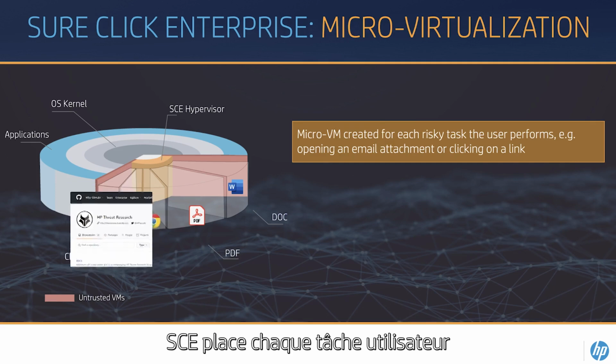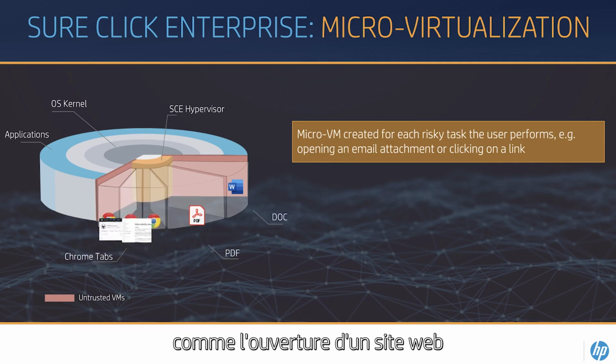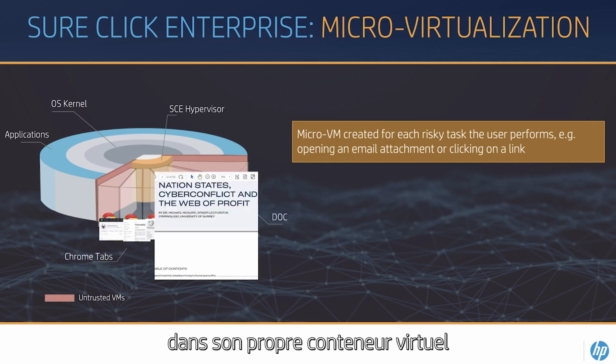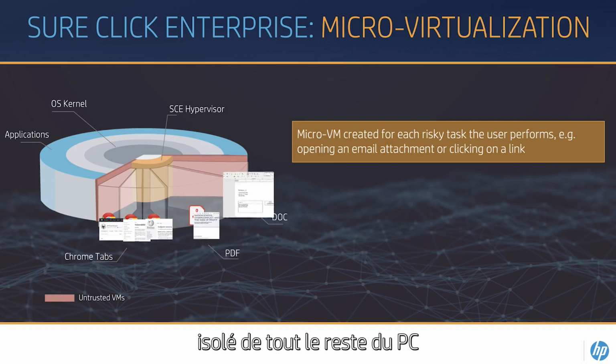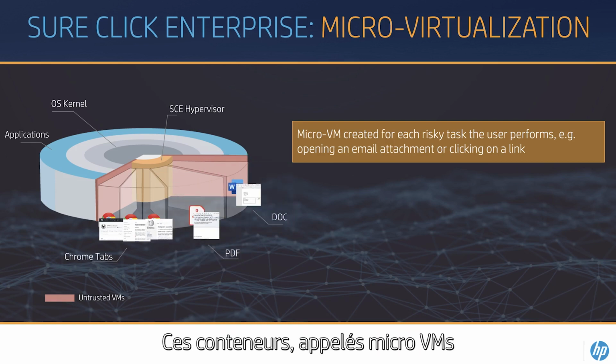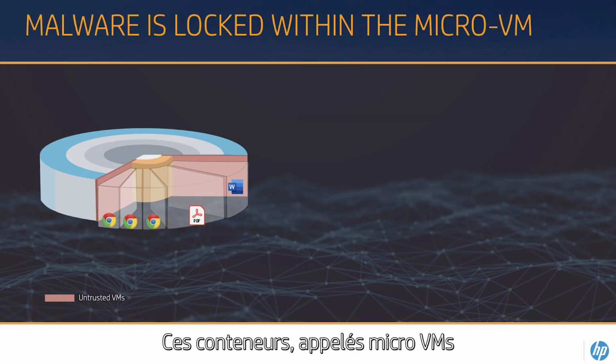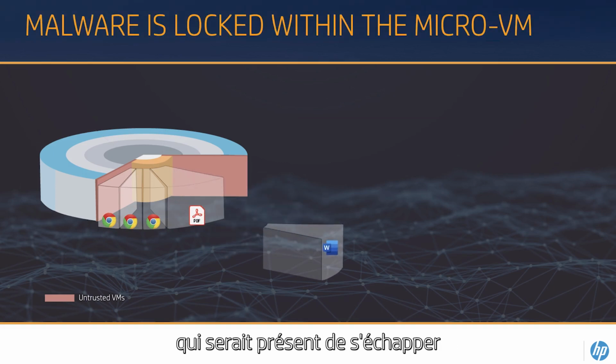SCE puts each user task, such as going to a website or opening an email attachment, in its own virtual container isolated from everything else on the PC. These containers, called micro VMs, prevent any malware that may be present from escaping, so it can't infect the PC or anything else on the network.